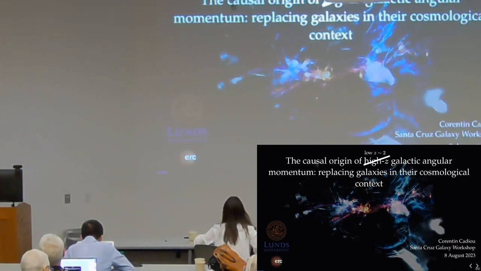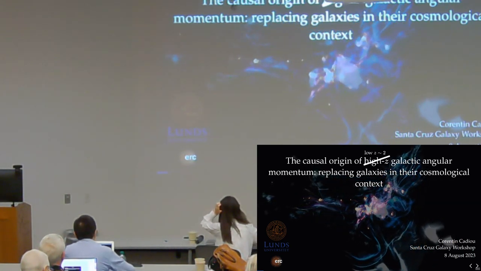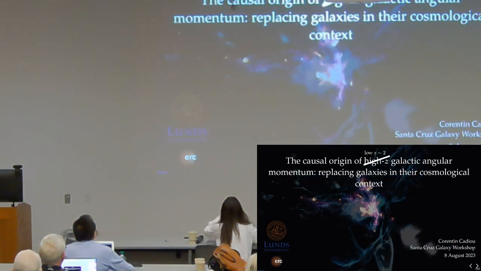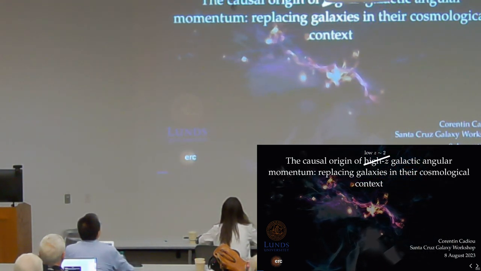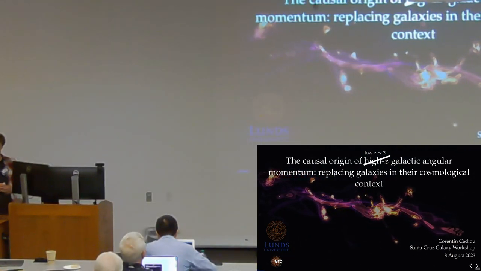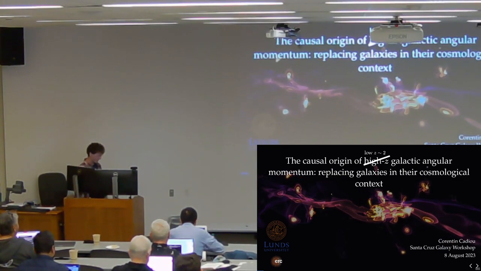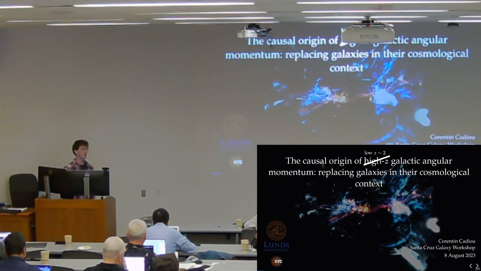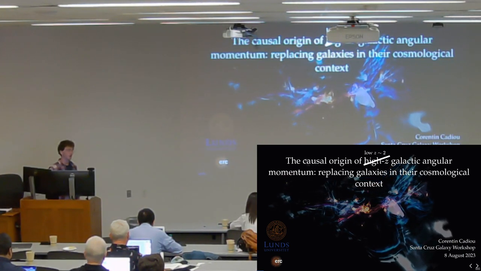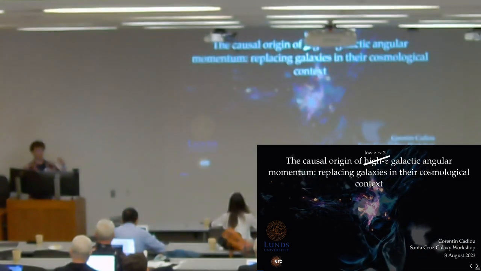Okay, yeah, I just made a tiny modification because we heard quite a lot about very high redshifts throughout the day yesterday. So let's make a small modification to my presentation. I'm going to talk about low redshift angular momentum. And the reason why I want to replace galaxies in their cosmological context is because angular momentum isn't just created magically around the galaxy, but it actually traces back all the way to the cosmological environment.